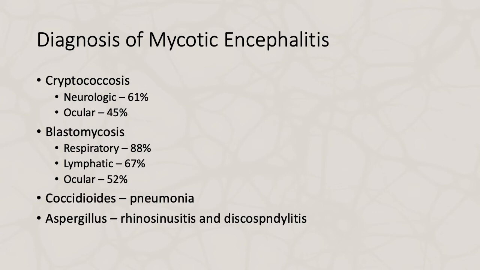Canine blastomycosis involves the respiratory system in the majority of cases, 88% of the time, lymphatic 67% of the time, and ocular 52% of the time. In coccidioidomycosis in dogs, pneumonia classically occurs first, whereas osteomyelitis indicates dissemination. In cats, dermatologic and disseminated infections predominate with coccidioidomycosis. Aspergillus fumigatus is the foremost cause of canine mycotic rhinosinusitis, whereas Aspergillus terreus causes discospondylitis or disseminated disease, but rarely rhinitis.